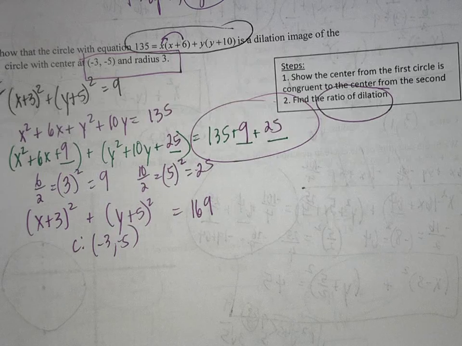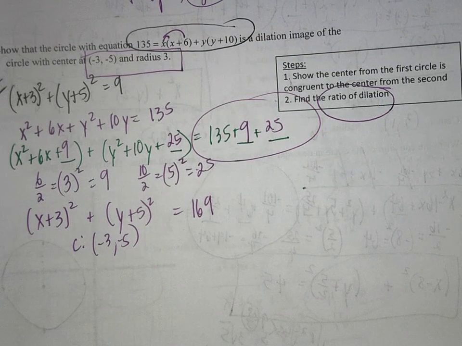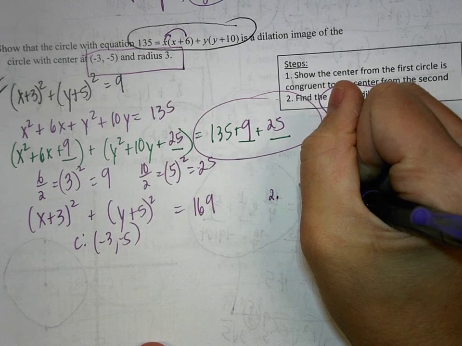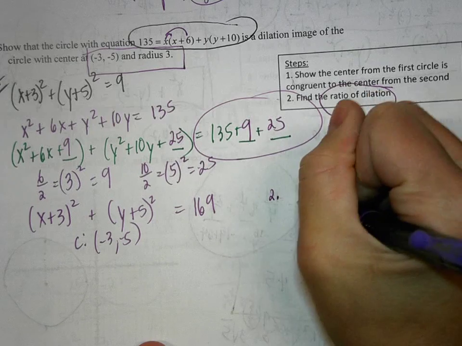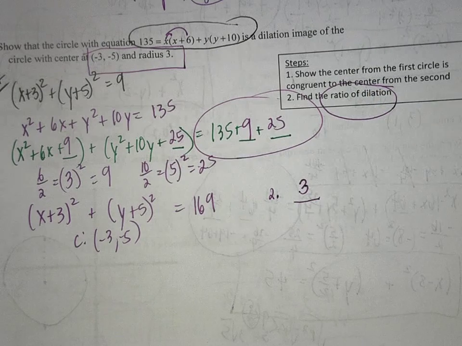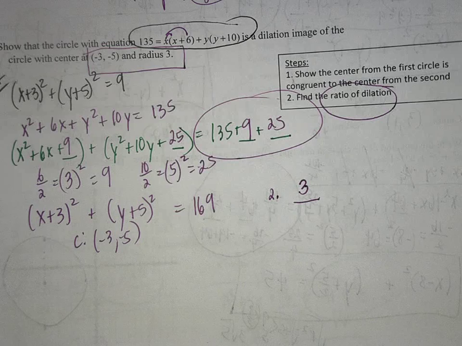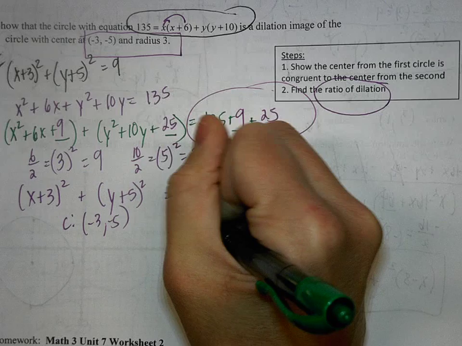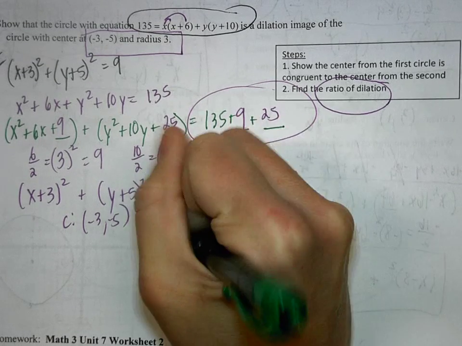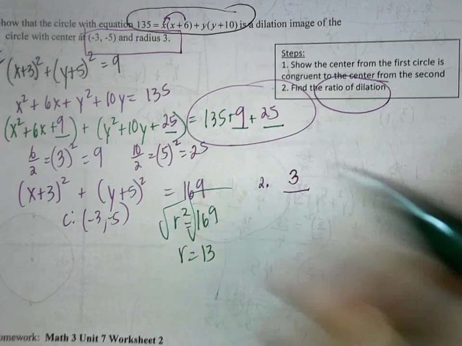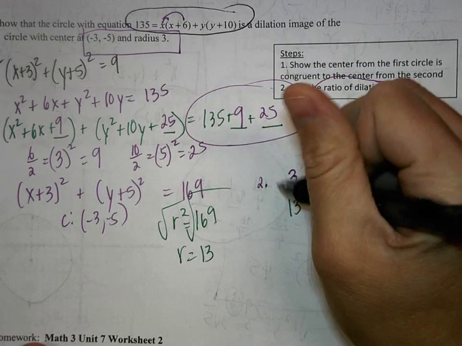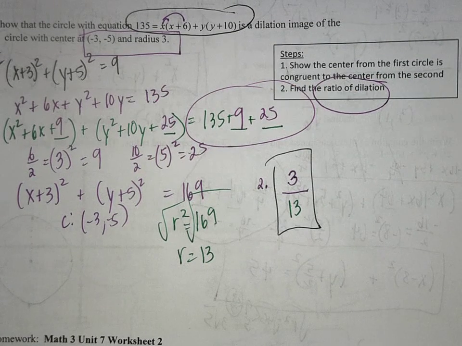So on the first circle, the radius was what? 3. Okay, so for step 2 here, all you're going to do is take the ratio of the radius of 3, and then we are going to put that over what number? Not 169, so good. R squared equals 169. We take the square root, and R equals 13. So the ratio of dilation could be 3 over 13, or it could be 13 over 3. It didn't really say which way to go.